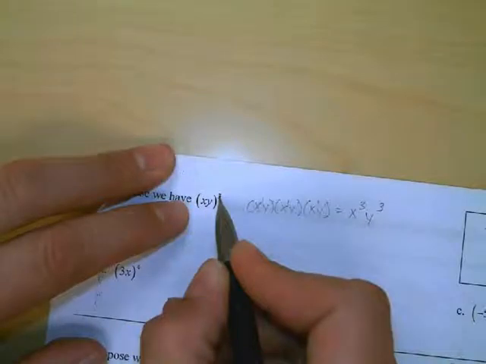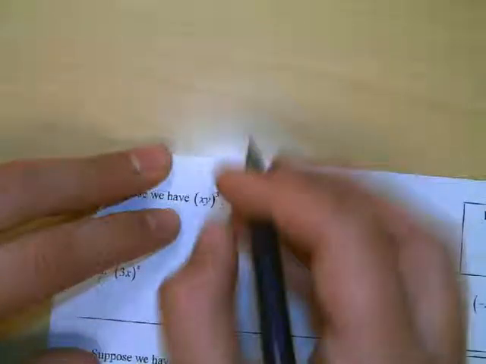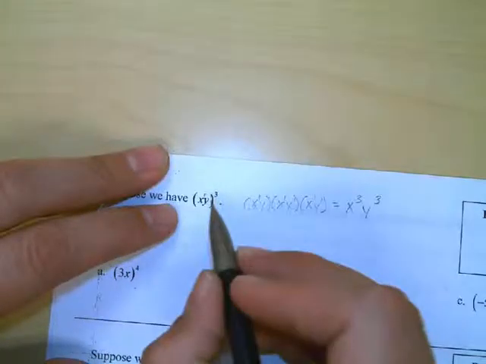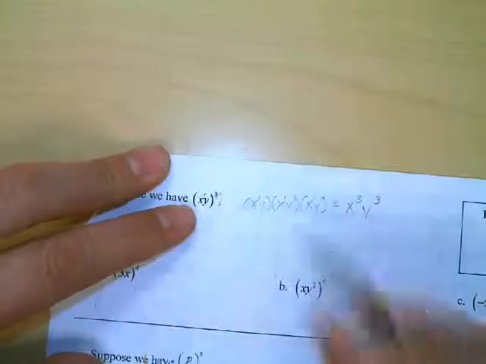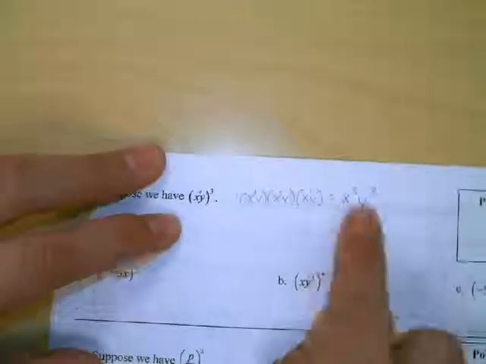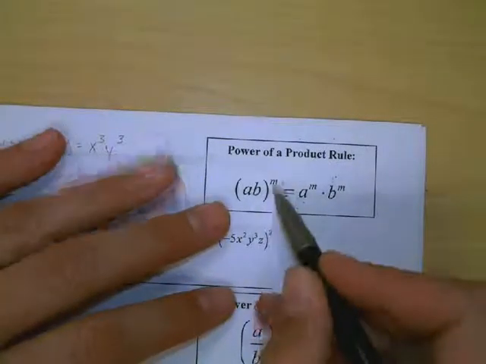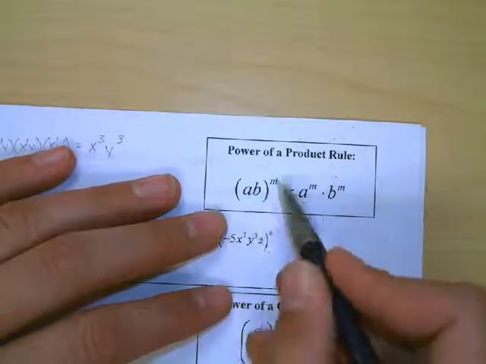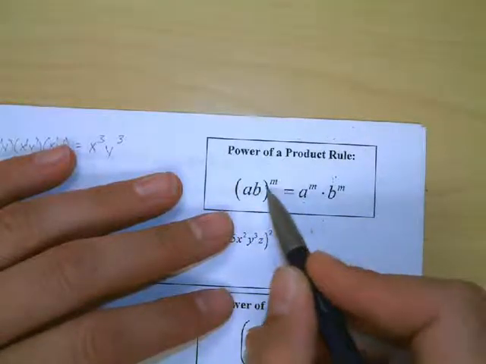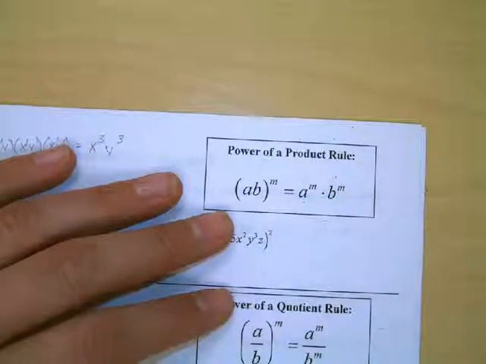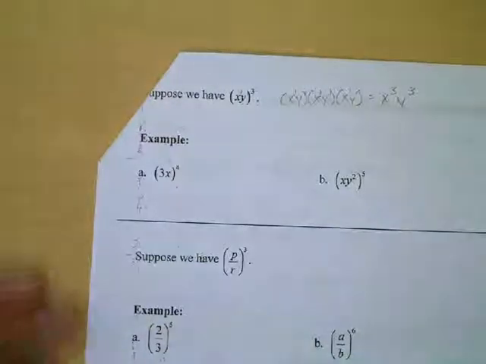So I could have just taken this exponent and applied it to each one. It is a power on a power. I've got a 1 and a 1 here. So 1 times 3 is 3, and 1 times 3 is 3. So I would get x cubed, y cubed. That's the power of a product rule. If I have an exponent outside and a product inside, it just says that that exponent applies to each of those pieces. Those pieces are called factors.